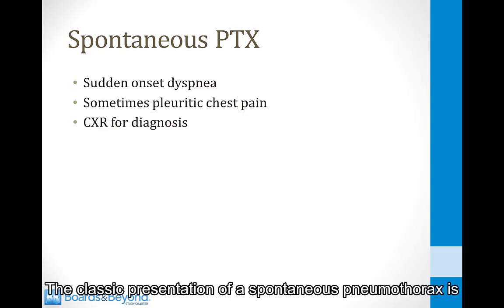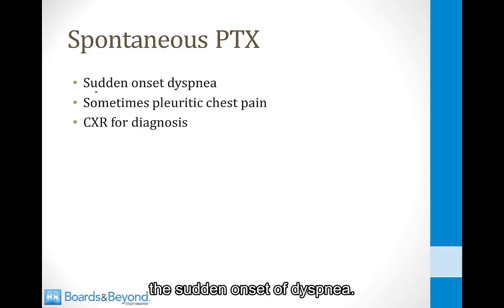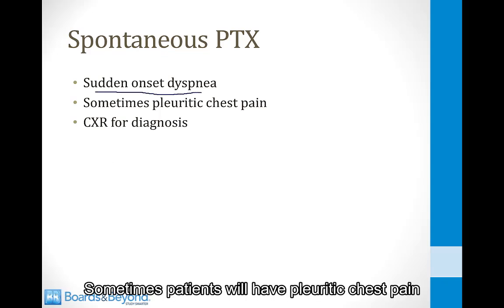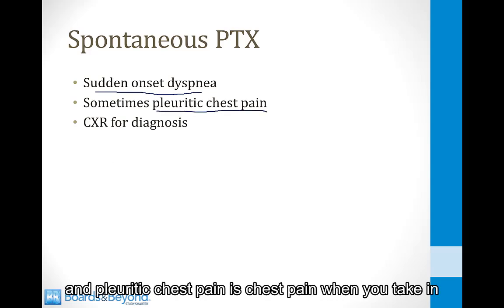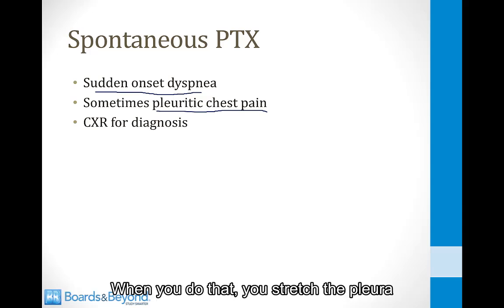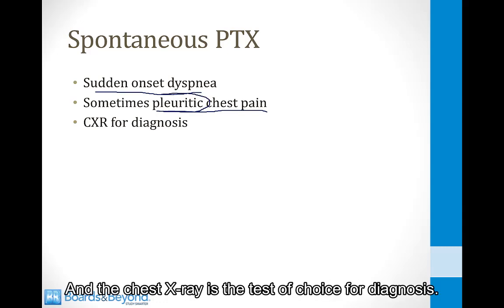The classic presentation of a spontaneous pneumothorax is the sudden onset of dyspnea. Sometimes patients will have pleuritic chest pain, and pleuritic chest pain is chest pain when you take in a deep breath. When you do that, you stretch the pleura, and if it causes chest pain, we call it pleuritic. And a chest X-ray is the test of choice for diagnosis.